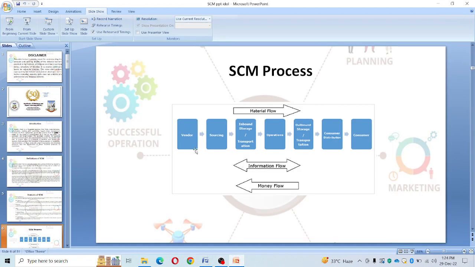So where is the sourcing and procurement? This part, it's the sourcing and procurement. Where does the demand planning take place? It comes from this part. Where is the production and assembly? It is in the operation. And what is the reverse logistics? That means return of goods, that is coming from consumer to source, that is the manufacturer. So this is SCM integration.